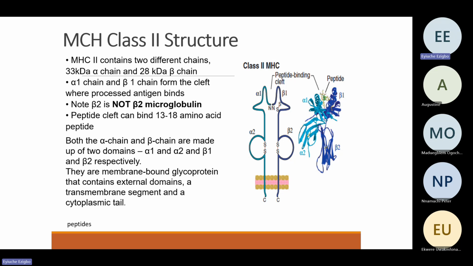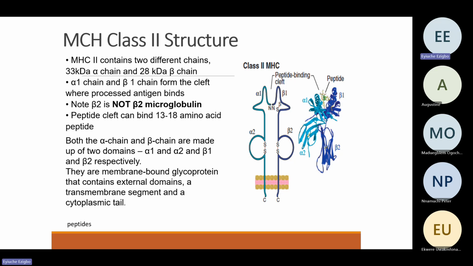They extend to the membrane, which contains external domains, a transmembrane segment, and a cytoplasmic tail. So please try to describe the structure of this MHC class 2 that you can see here. You have to note the domains that form the binding cleft for these molecules, the alpha 1 and alpha 2, unlike the class 1 molecule where this domain is formed by alpha 1 and alpha 2, but here it's formed by alpha 1 and beta 1.